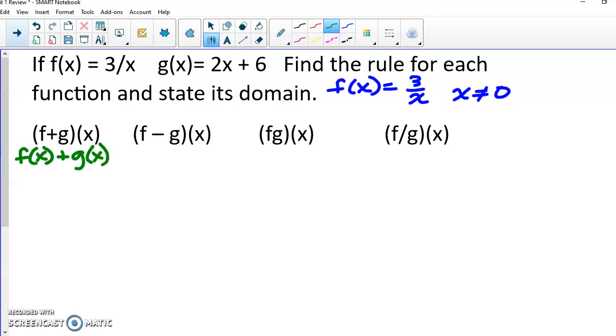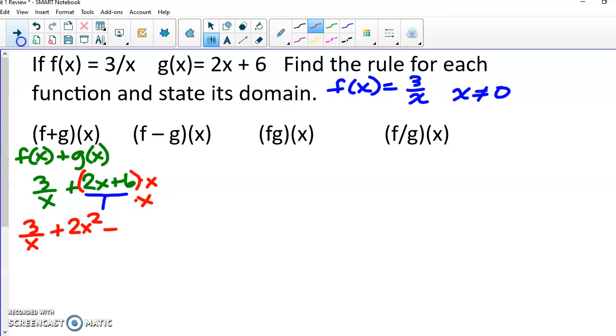And again, in our notes from 1.5, we looked at that relationship, so feel free to look back at those examples in your notes. So we have 3/x plus 2x plus 6. And I want to simplify this. In order to simplify these, I need to go ahead and get common denominators. So my second function does not have a denominator of x. So let's go ahead and make that happen. And then we can combine them.